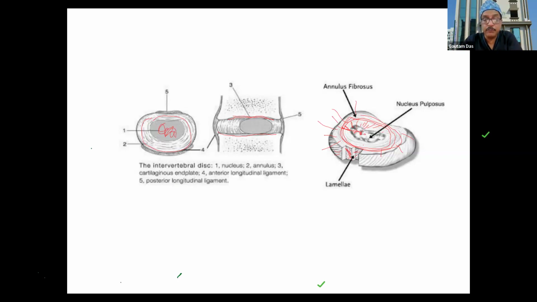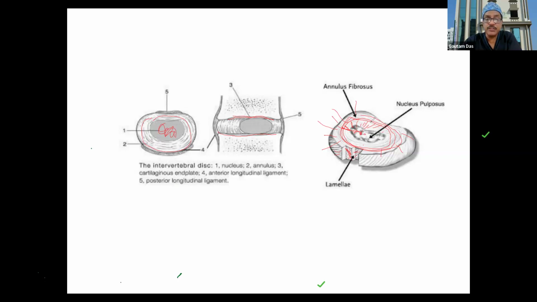So the second important function of the disc is what? That is supplying the nutrients and the oxygen to the whole of the disc, because the whole of the disc has the chondrocyte cells inside, which need oxygen because it's a live cell.